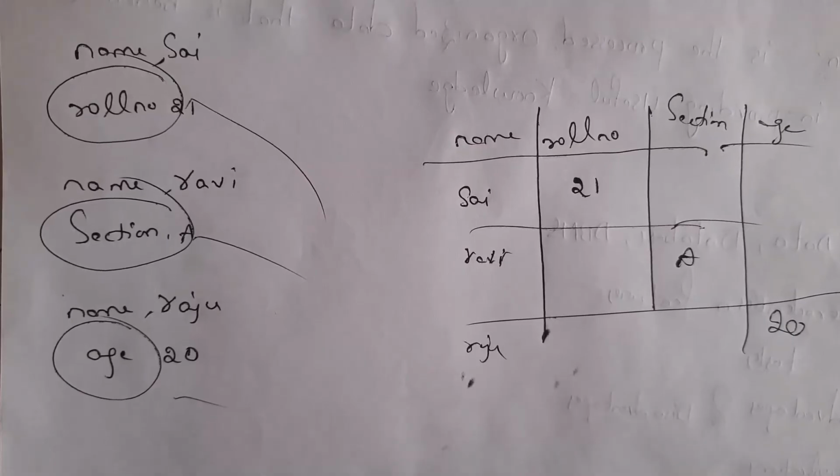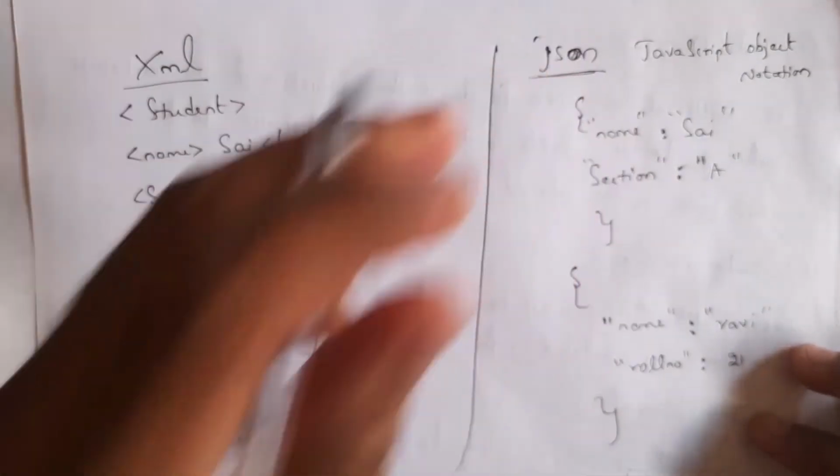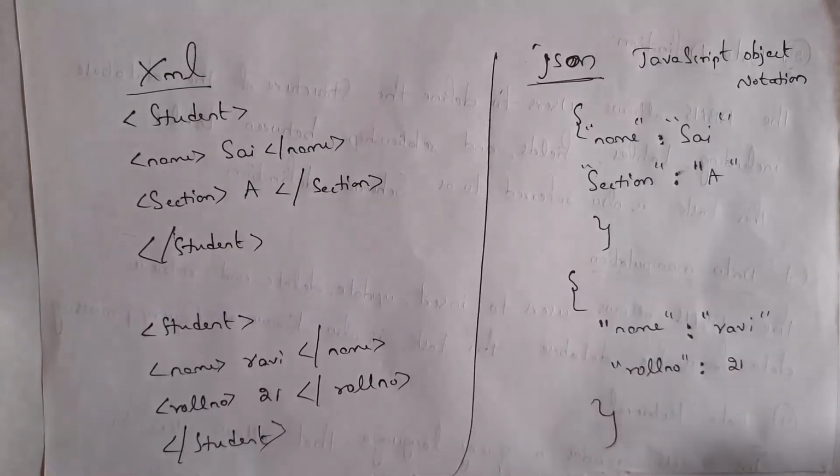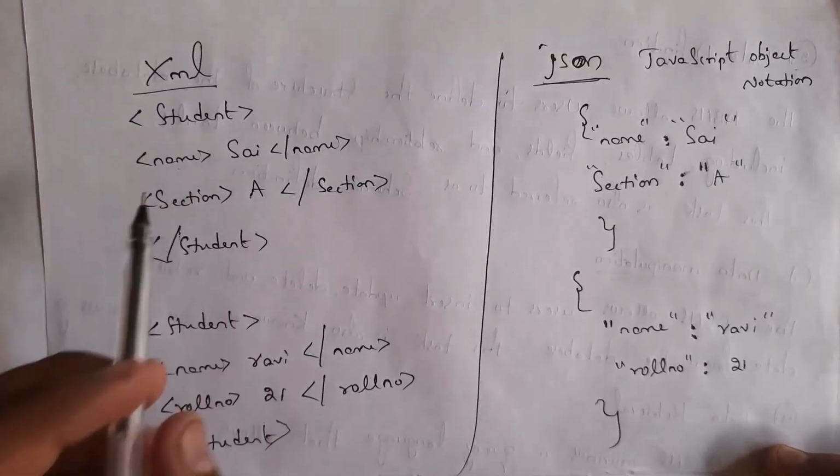If you want to show details of different individuals with different attribute names, then you can use the semi-structured model. XML and JSON are examples of the semi-structured model. For example, for one student, I want to store name Sai and section A. And for another student, I want to store name Ravi and roll number 21. So I just need to create student, name Sai, section A.